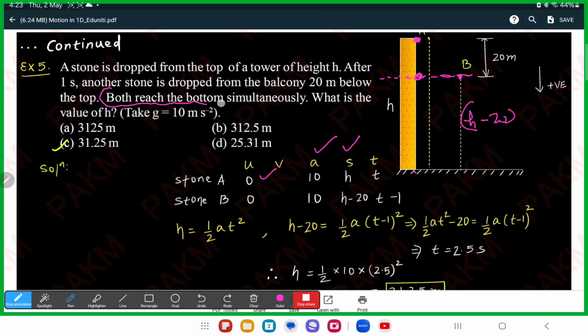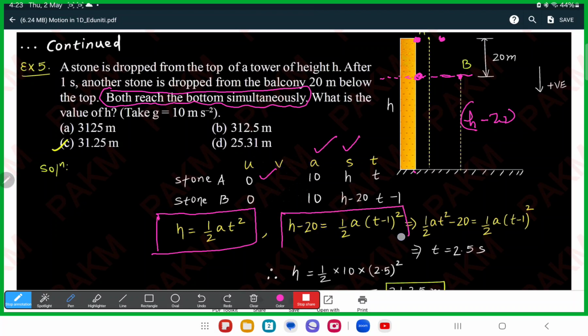The statement is both reach the bottom simultaneously. So we can say stone A, if it has taken 5 seconds, let's say, stone B will take, of course, 4 seconds, because it was dropped 1 second after. So we can use simple h is equal to half at square, and the next equation will be h is equal to half g times t minus 1 square, because the initial velocity of both stones is zero, and time only changes because it is dropped after a second. So here I keep the value of h from equation 1 into equation 2.